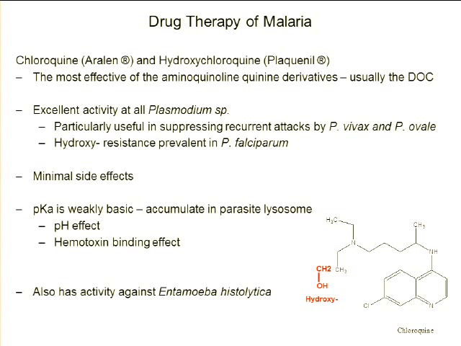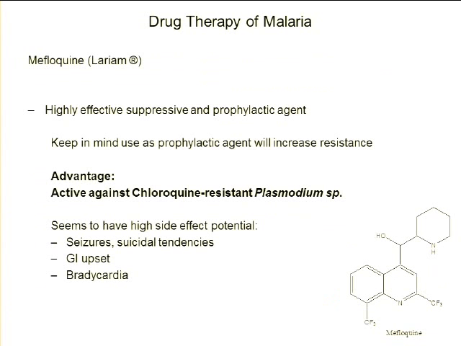Okay. All right, mefloquine is going to be distinguished because it is active against chloroquine-resistant Plasmodium species. Okay? So this is the way that we distinguish this agent. Rarely going to be the first drug used, but it can be used if chloroquine or hydroxychloroquine resistance is seen. And the reason why it's not used typically first is because it seems to have a higher side effect potential.